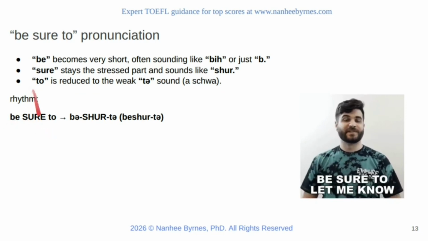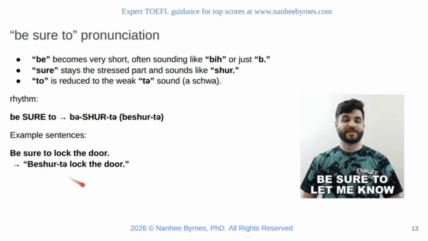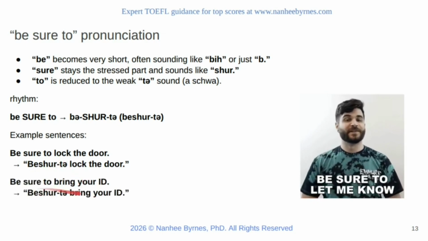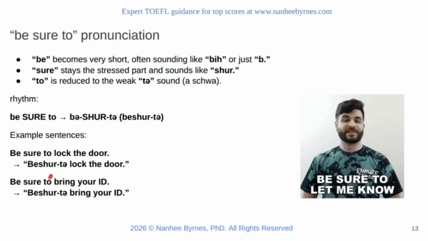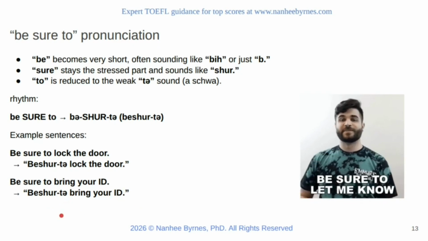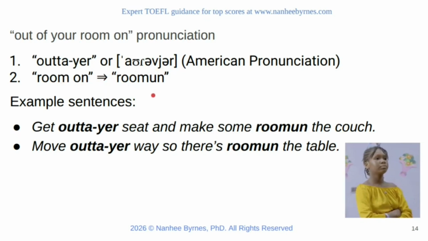For example, be sure to lock the door. Be sure to bring your ID. When speaking naturally in American English, out of your is often pronounced as one connected sound, which may sound like out of your in American pronunciation. In the same way, room on is commonly blended together and may sound like roomin'.